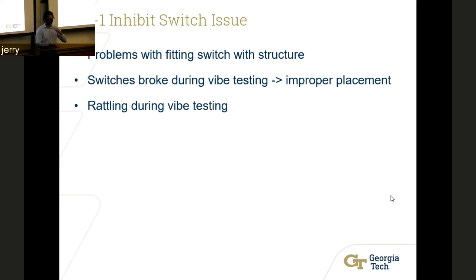So then when we performed vibe testing, and a quick aside, vibe testing is essentially providing vibration to our CubeSat to give it a test condition of what it would experience, for example, when it's launching, to see if there are any glaring concerns that arise, and see if there's anything we need to fix. So when vibe testing was performed, the plungers of the switches rattled a bunch, and they rattled so much that the switches actually broke.